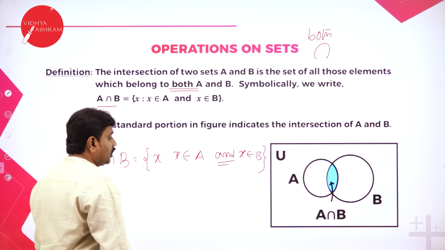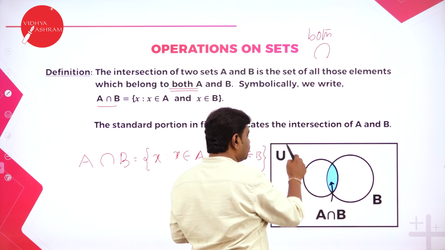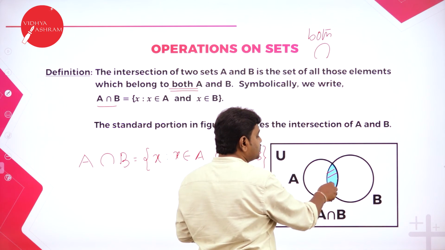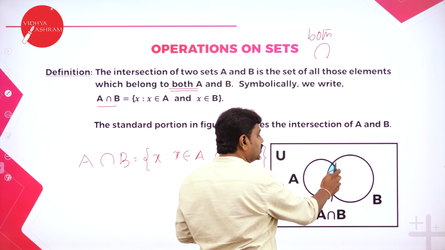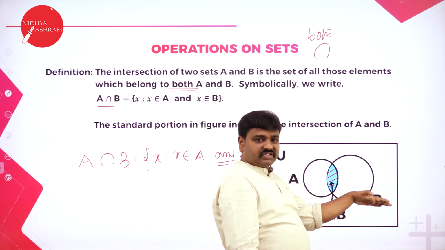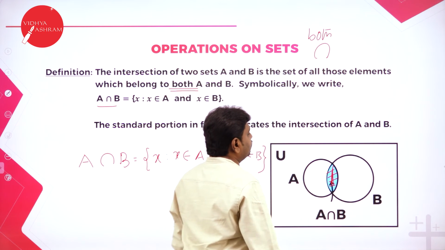Now, how to represent it in a Venn diagram? This rectangle is the universal set, this is the first set, this is the second set. The shaded part, this part is intersection because this is common for both. This blue colored part is common for set A also, this blue colored part is common for set B also. This region represents intersection, and if I draw it like this, it is intersection.